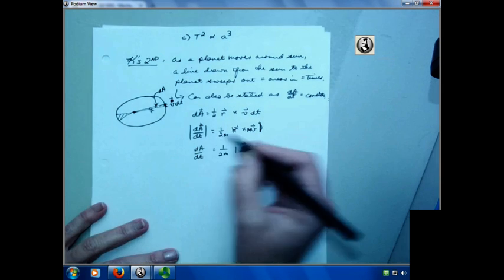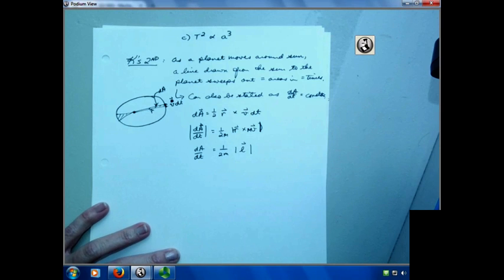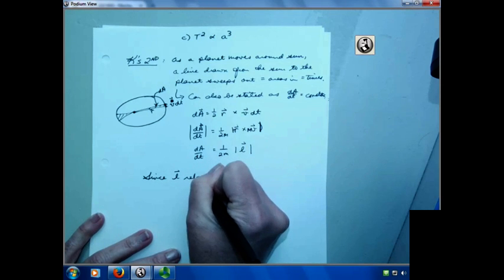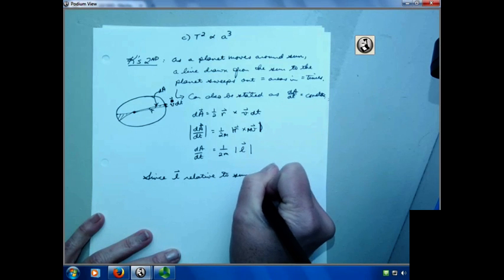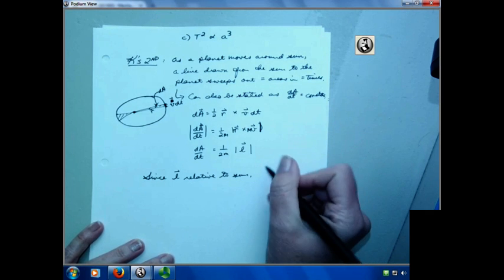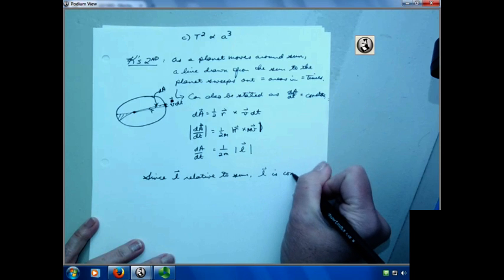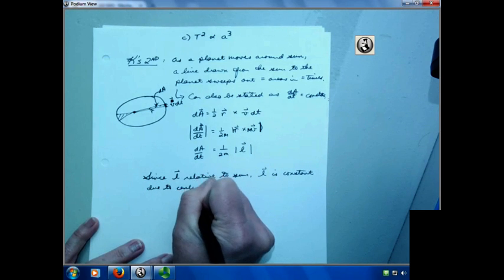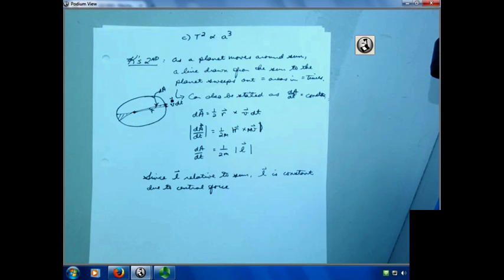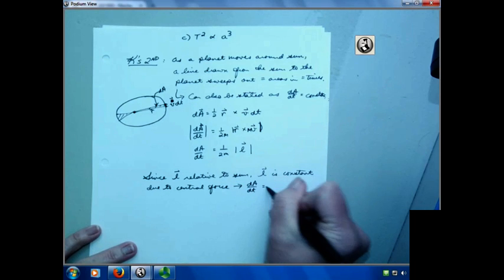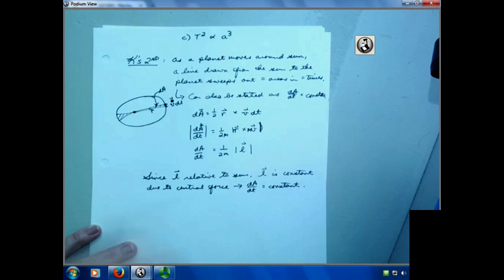So I'm going to go ahead and note that since L is measured relative to the sun, and the sun only provides a central force, L is constant due to central force, which in this case is a gravitational pull, then dA/dt is constant. I think that I'm ready now to call that a QED.